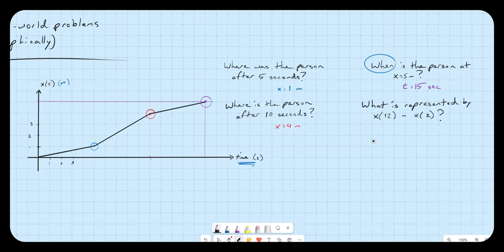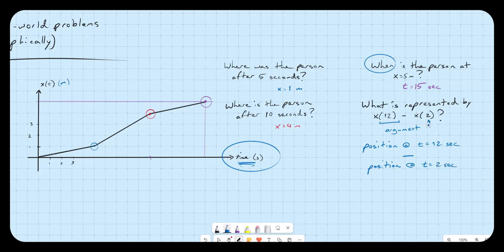What is represented by x of 12 minus x of 2? Now if you remember the thing inside the parentheses here, this is the argument of my function. And the argument of my function is this horizontal variable. So this is saying what is represented by x, which was my position, of 12. So when t equals 12, this is my position at t equals 12 seconds minus my position at t equals 2 seconds.